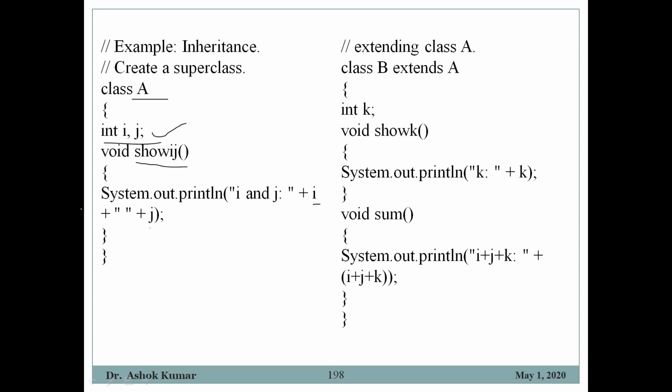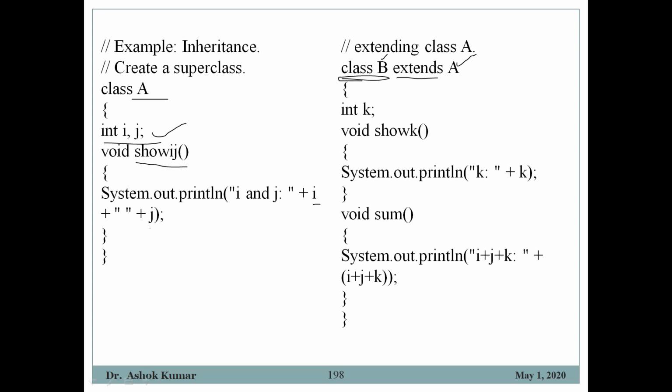This is the base class. If you want to inherit this base class, then you have to follow this syntax. First you write class and then the subclass name. So B is the subclass, and after that we write the keyword extends, and then the superclass name. So A is the superclass, and we are inheriting the superclass A into the class B.